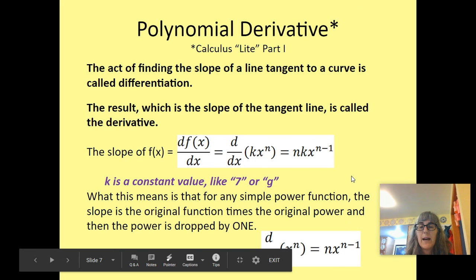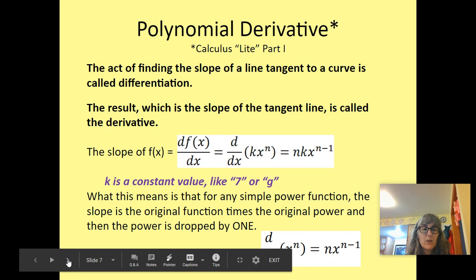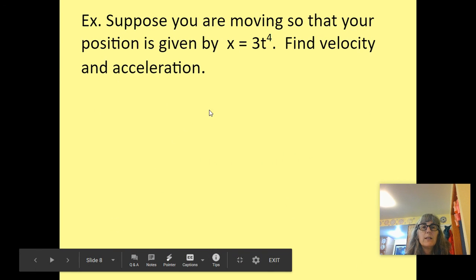So this is on the back of your AP sheet. It's on the side with the calculus stuff. So it's not on the side with the equation sheets, but it is there. So you can take a look at that. So let's do an example.